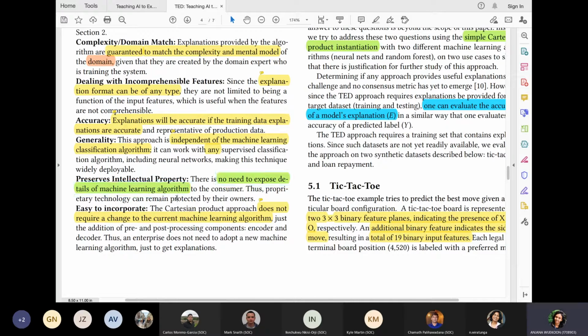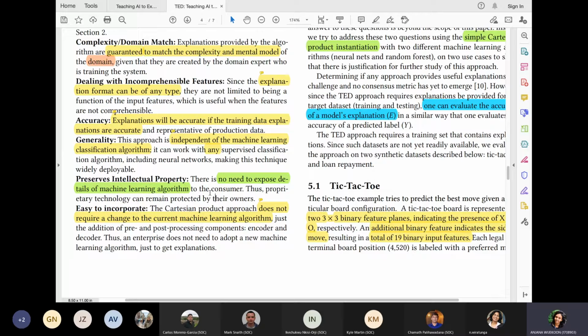Well, there are some good points they make about preserving intellectual property, that they're not trying to expose any details of the machine learning algorithm, which is actually correct. We are not trying to explain the inner workings of the machine learning algorithm, which can lead to leaking important intellectual property or learning of the machine learning model or any training data. But in this case, it's protected.